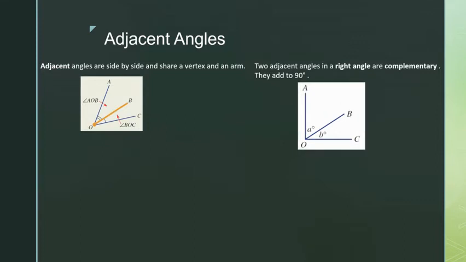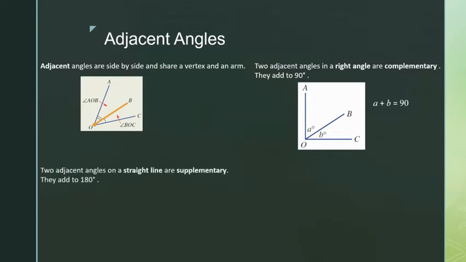So here we have these two angles. We are told, we believe that AOC is a right angle. So if AOC is a right angle, then angle A plus angle B will equal 90 degrees.